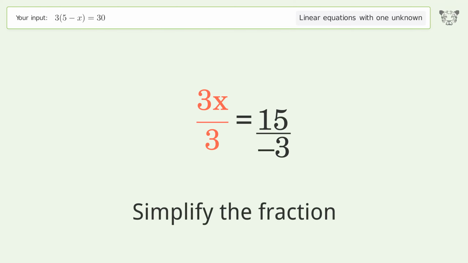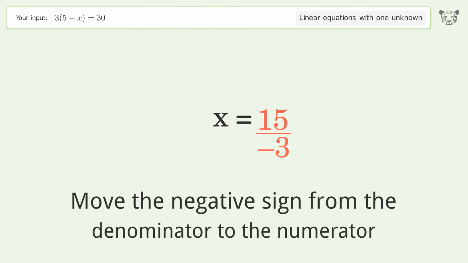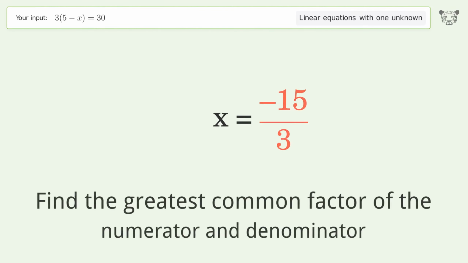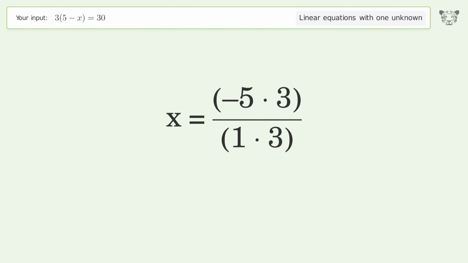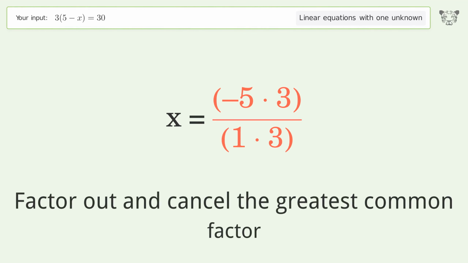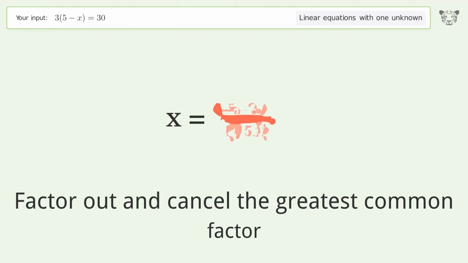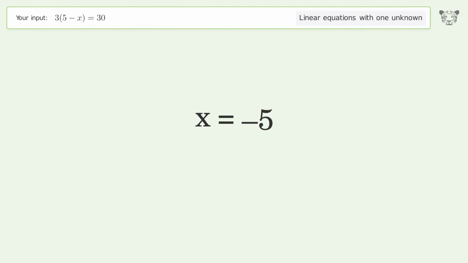Simplify the fraction. Move the negative sign from the denominator to the numerator. Find the greatest common factor of the numerator and denominator. Factor out and cancel the greatest common factor. And so the final result is x equals -5.